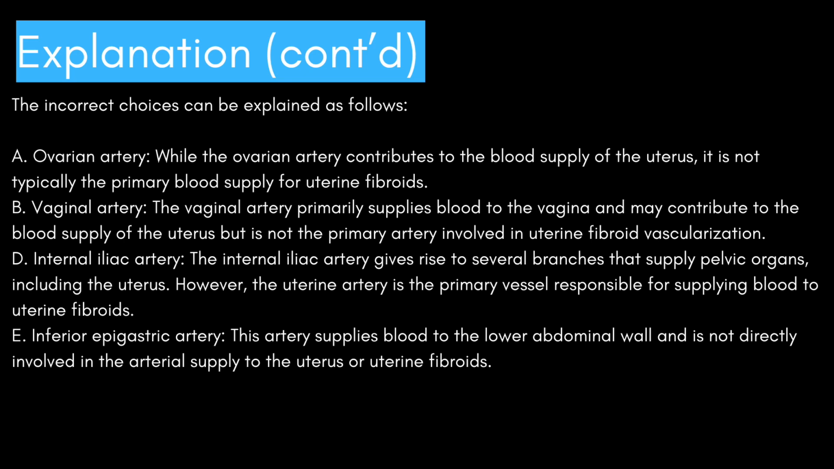E, inferior epigastric artery. This artery supplies blood to the lower abdominal wall and is not directly involved in the arterial supply to the uterus or uterine fibroids.